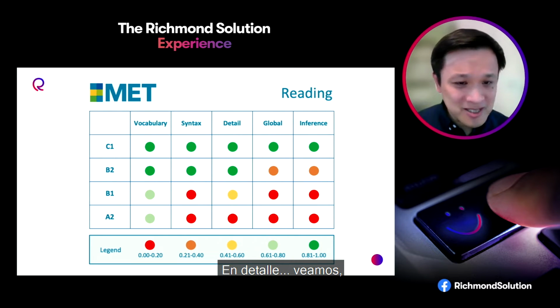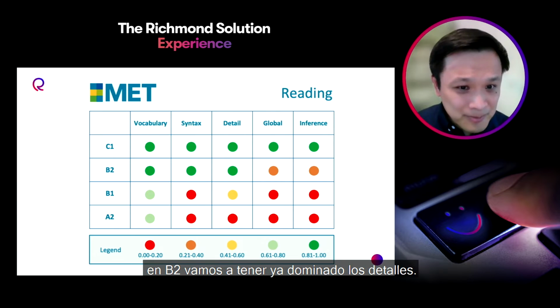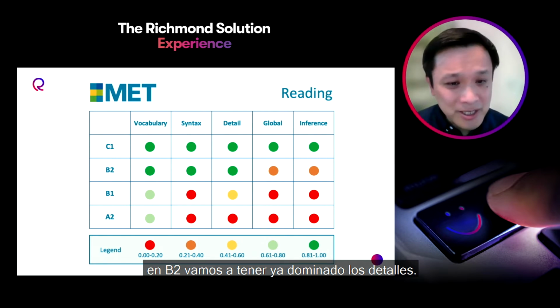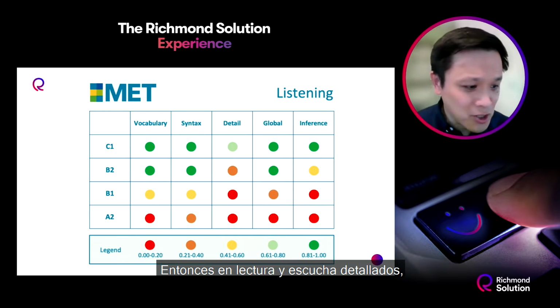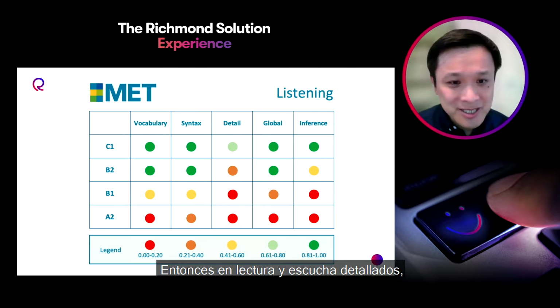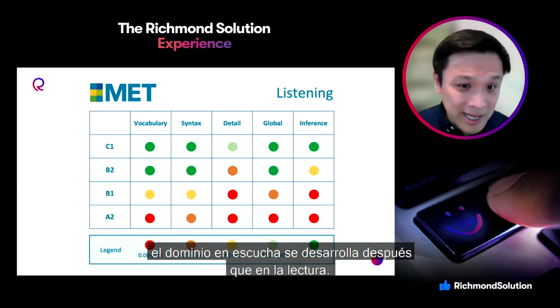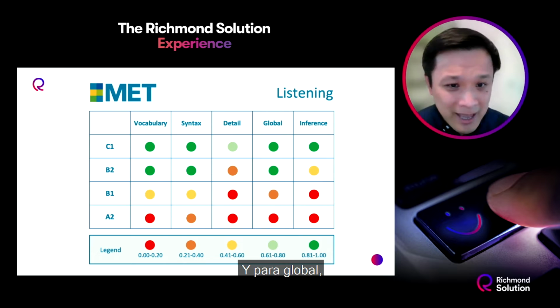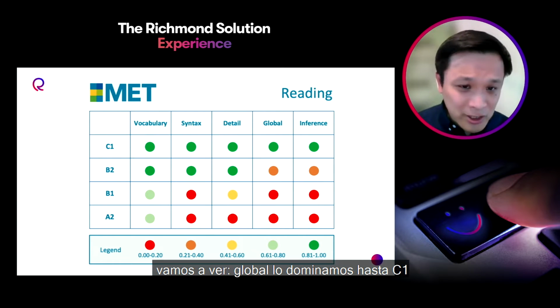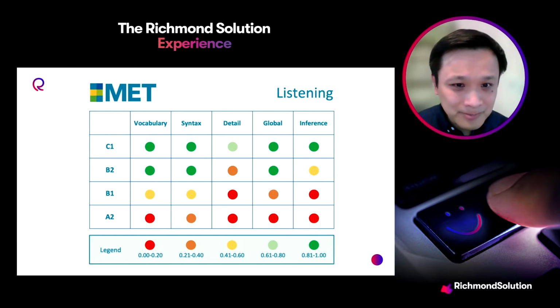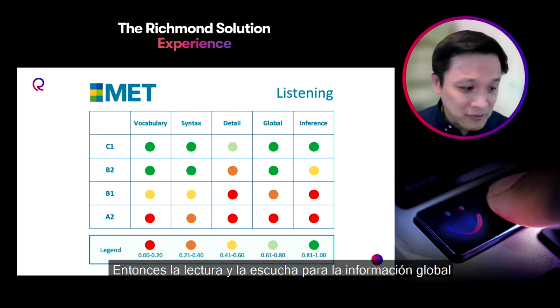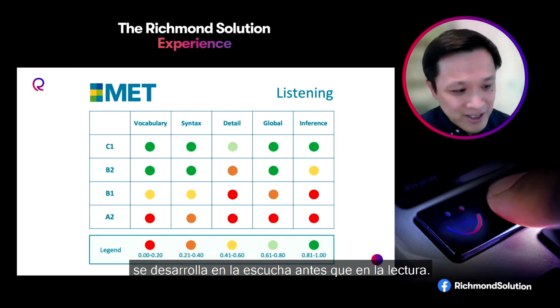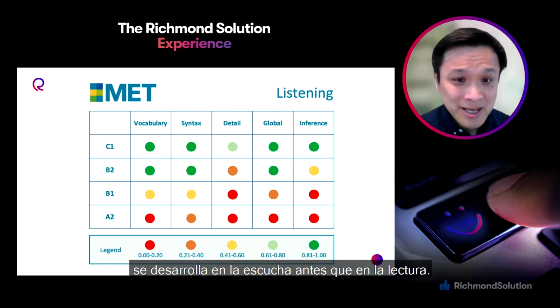In detail, let's take a look. For reading, at B2, you will have mastered reading for detail. But as far as listening goes, even at C1, the circle is not yet the dark green. So in reading or listening for detail, mastery in listening develops later than in reading. And for global, well, we'll see. Global, you master it at C1. And in listening, you master it at B2. So for reading or listening for global information, listening mastery develops earlier than mastery in reading.